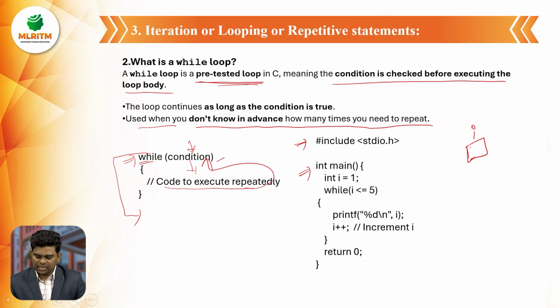So initially I value is 1. Then the next statement is while. When the compiler reaches the while, it directly tests, because while is a kind of pre-test loop. So we have a condition here. What is the condition? I less than or equal to 5. What is the I value here? 1 initially. So 1 less than or equal to 5. Yes. So it enters into the body of the while loop.